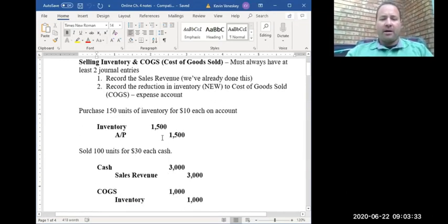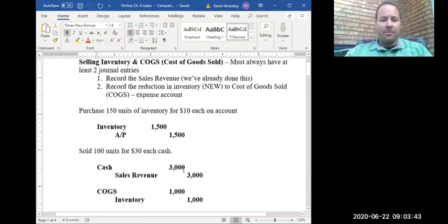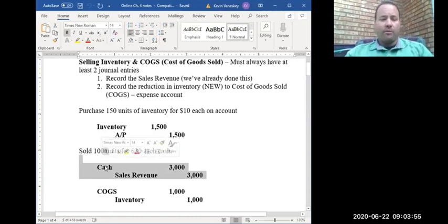All right, so we bought 150 items for 10 bucks each. We turn around and sell now quite a few of those, 100 of them, for 30 bucks each, so we're making a profit. So our entry, if we sell 100 of them for 30 bucks each, we are bringing in $3,000. So that's our first entry. We already know how to do this, or should know how to do it. What did we get? We got cash. Why did we get the cash? Because we did our job.